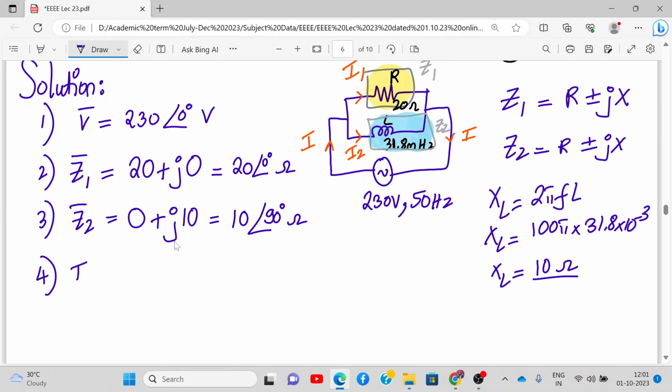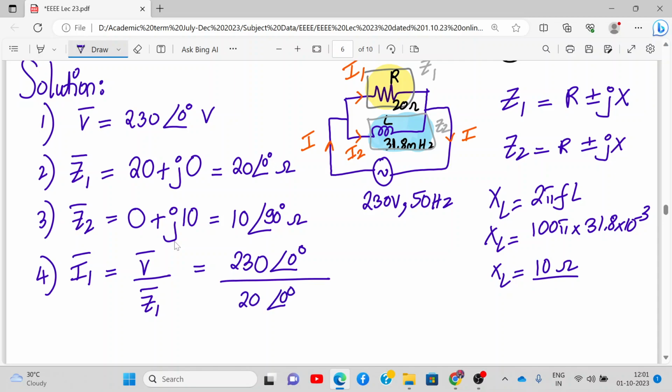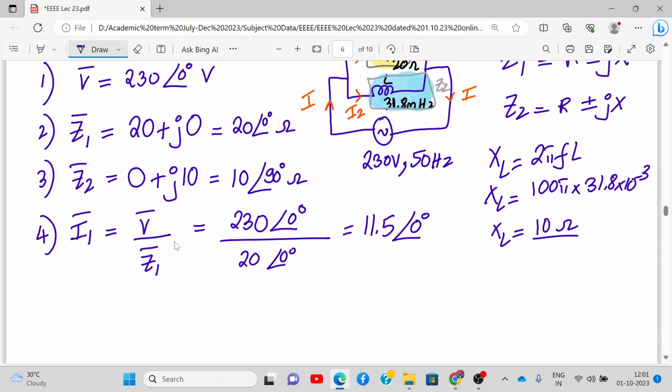Next, we will calculate branch current, I1 bar. So what is I1 bar? V bar upon Z1 bar. Now we can only divide if they are in polar. So 230 angle 0 divided by 20 angle 0. So how much is this? 11.5 angle 0 degrees. Correct? 230 divided by 20 is 11.5. Please cross check the answers. Now convert this polar into rectangular again. It will be 11.5 plus J0 amperes.